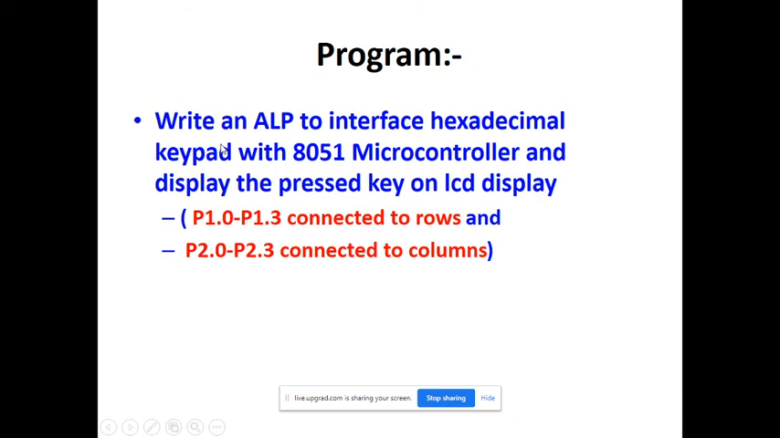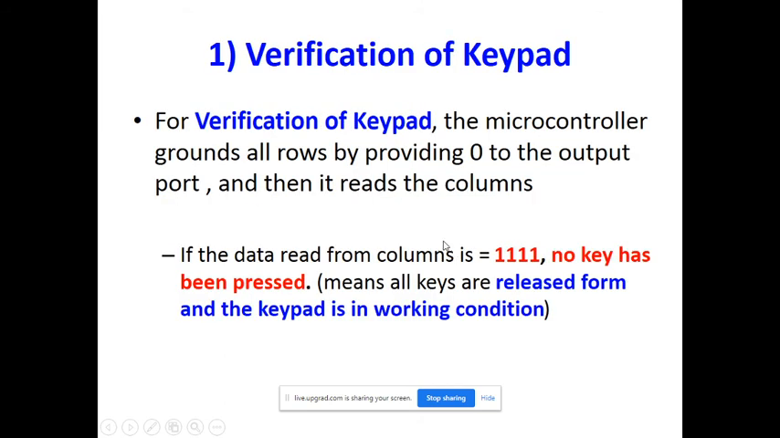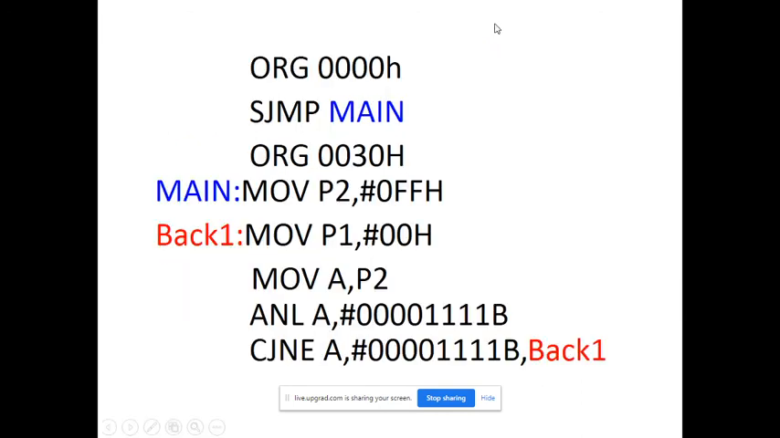Now in keypad, our program is: write an ALP to interface hexadecimal keypad with 8051 and display the pressed key on the LCD screen. And now in our figure, there are 4 rows and 4 columns. Now I will write the code. Always the first 3 statements are ORG 000H, then jump to main, and then the main label. Now the controller will execute this task.